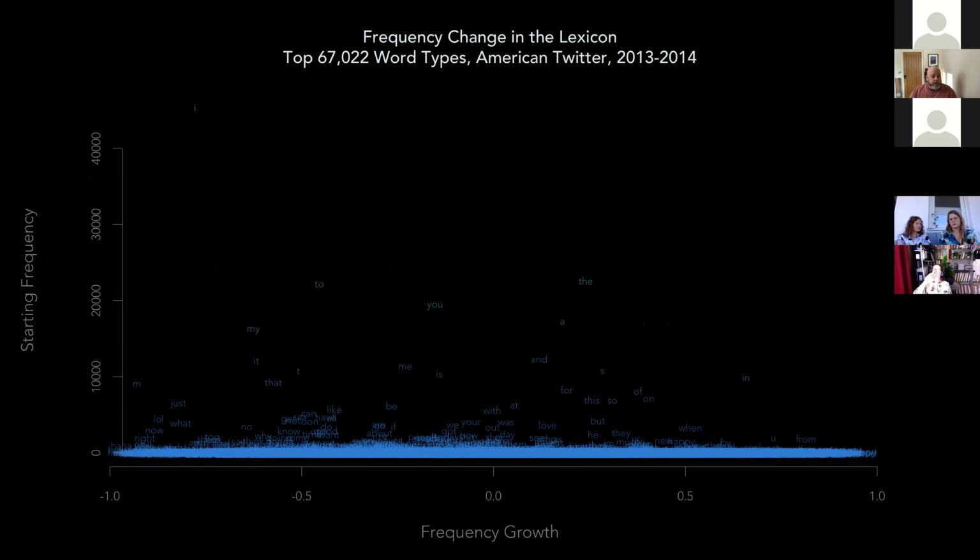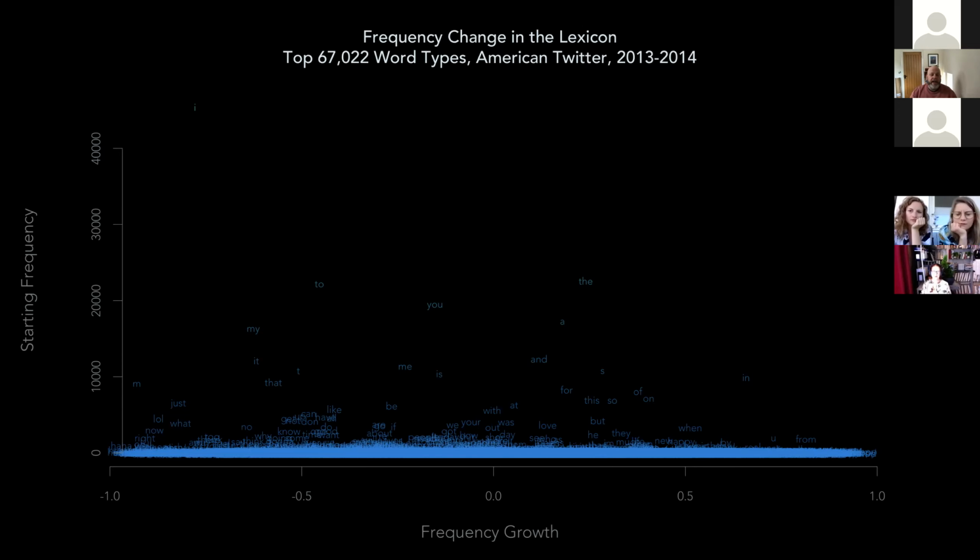The starting frequencies are on the y-axis. You can see "I" is up really high, right? Because it's the most common word. And then on the x-axis, you can see if these words are rising or falling in frequency. Words far over on the right-hand side are really shooting up in frequency, and words far over on the left side are really dropping in frequency. Okay, so this is taking the two measures we used and visualizing the corpus this way.